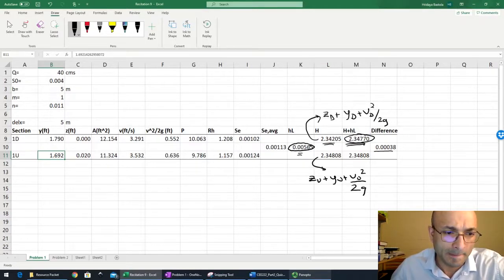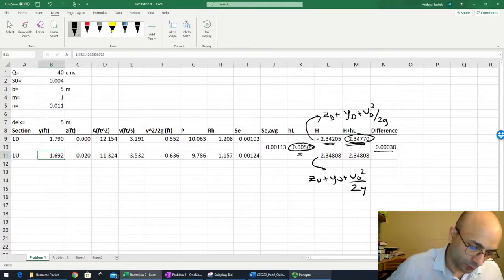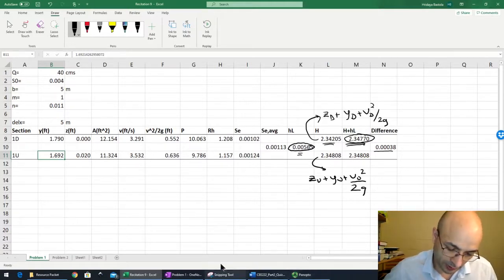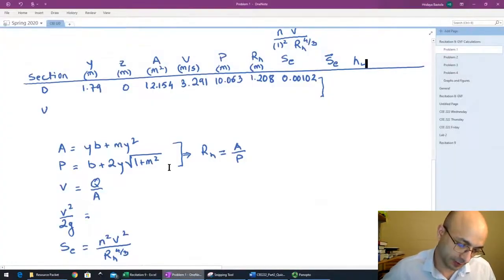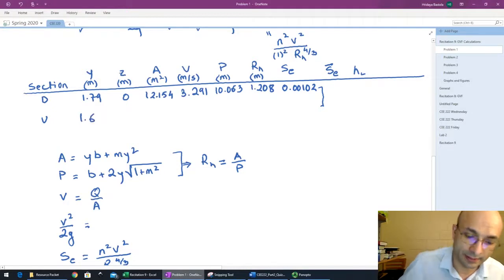Okay, is there anything else we're trying to find here? Okay, so 1.692 is going to be our answer for this problem.